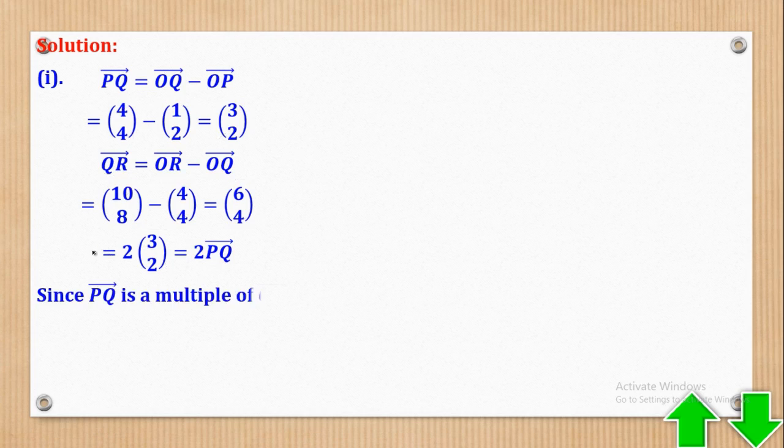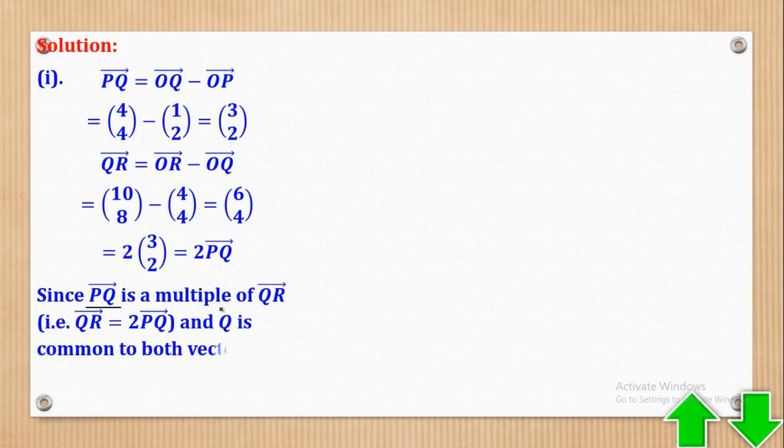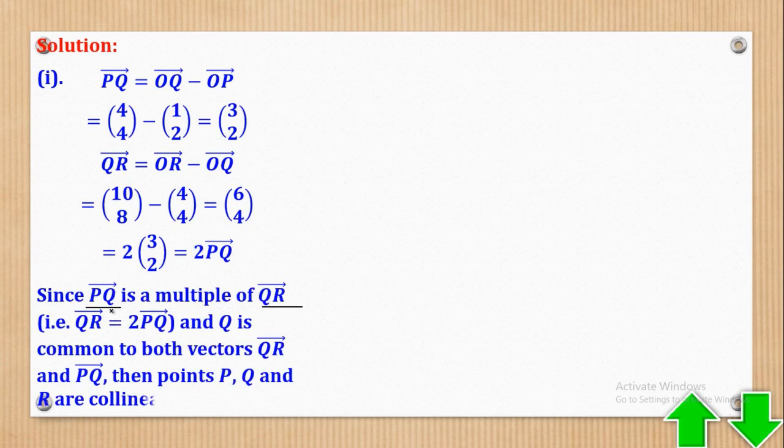What does that mean? It means that since PQ is a multiple of QR, i.e. QR is equal to 2 PQ, and Q is common to both vectors QR and PQ, then points P, Q and R are collinear. So always note that when concluding, because some students, when they write this, think they have already concluded, but that is not complete.